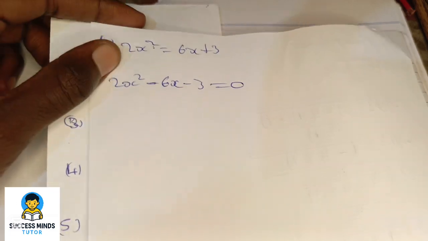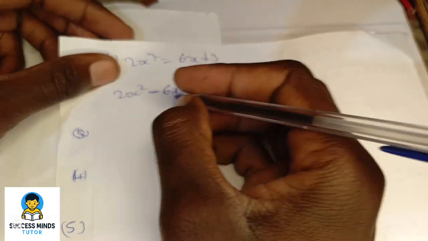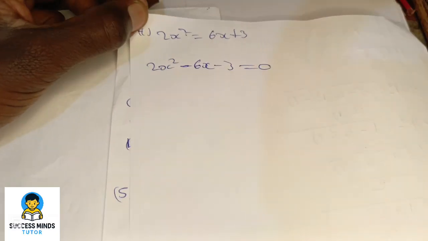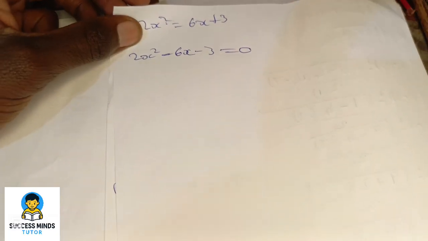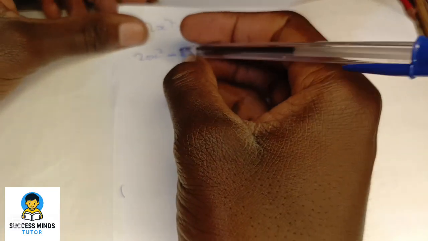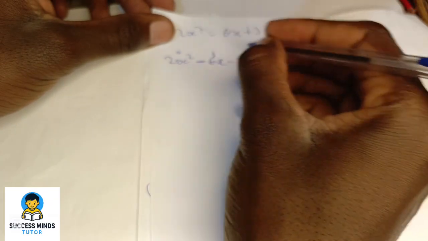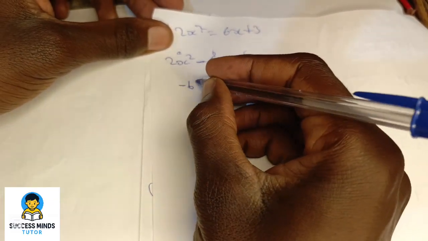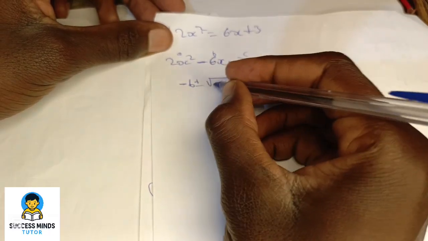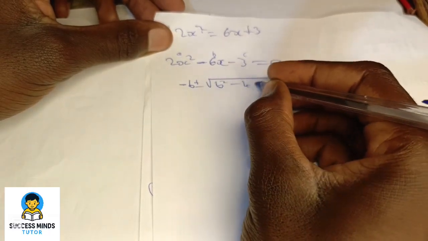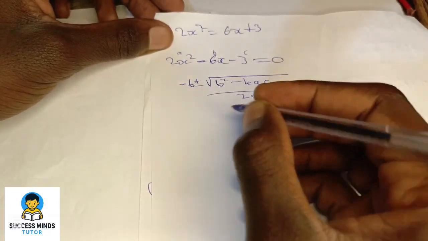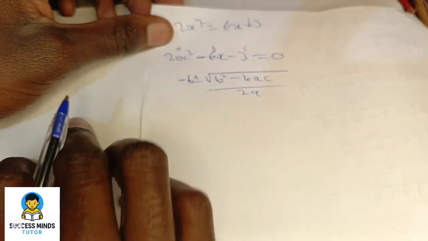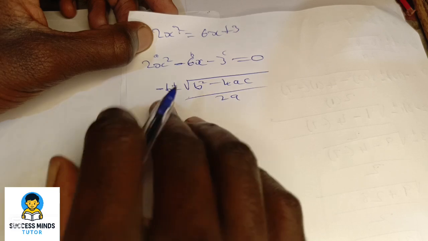So now from here, guys, since this is our A, this is our B, and this is our C, we'll bring now the formula. The formula is x equals negative B plus or minus the square root of B squared minus 4AC, over 2A. So we are going to replace our values from here in the formula.